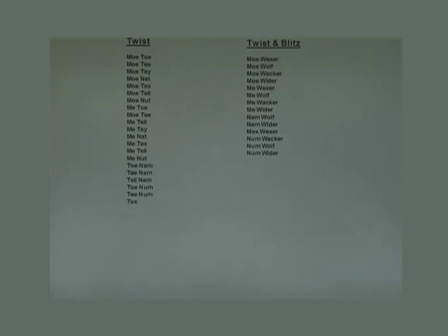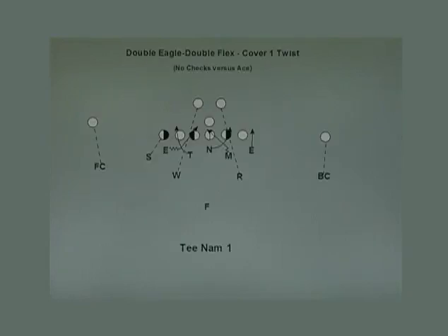Now, when we get over here on our twists and blitz, all of them are going to have an ER thing whenever we're going to blitz our whip linebacker, because now Ted is going to have to cover either the ace back or the strong side halfback. So we got Mo Wexer, Mo Wolf, Mo Wacker, and all the way down the list. These are a couple examples of just twists here.